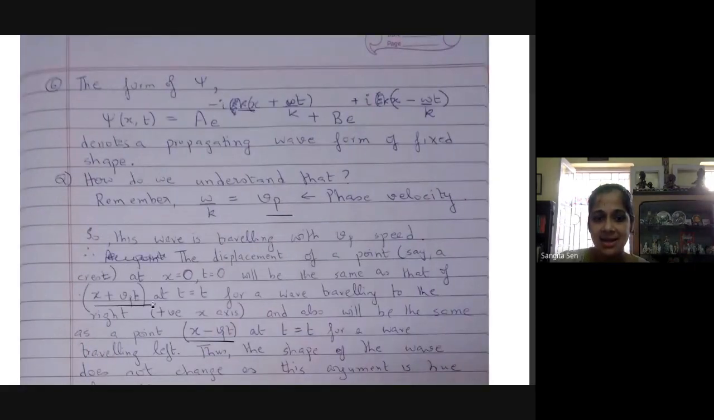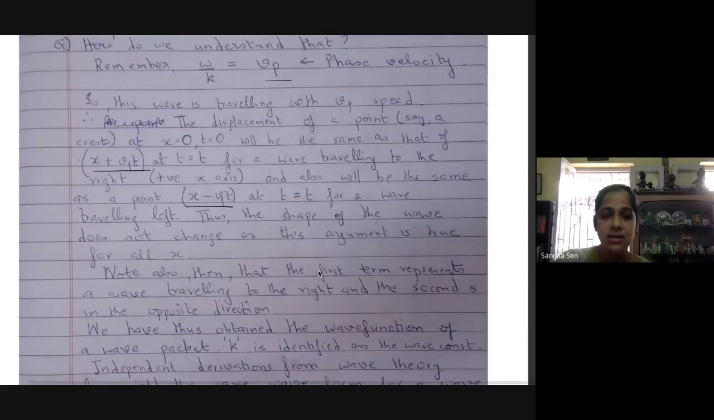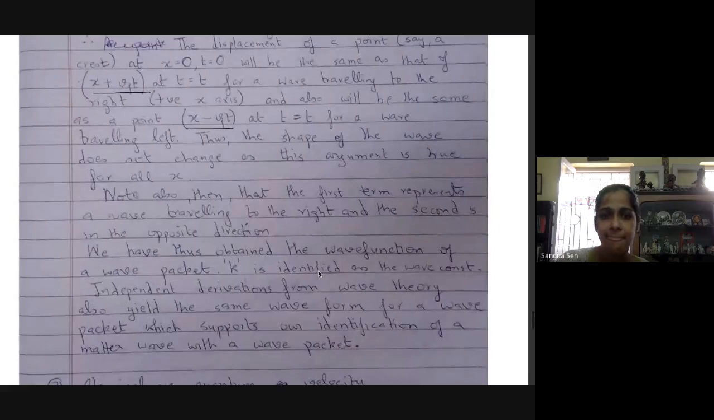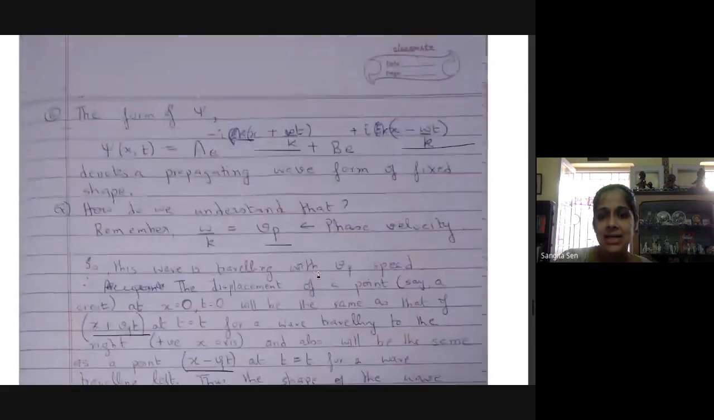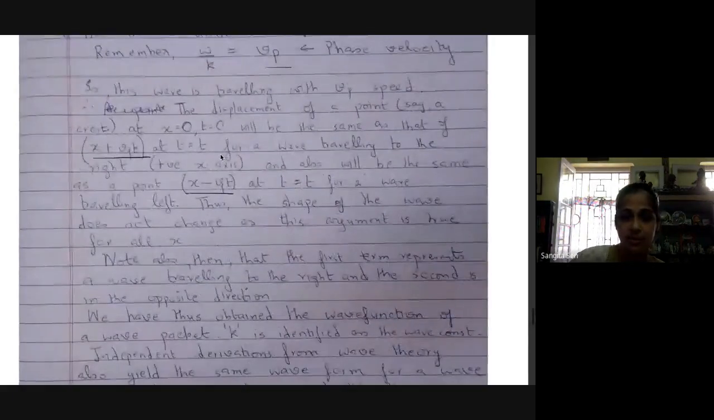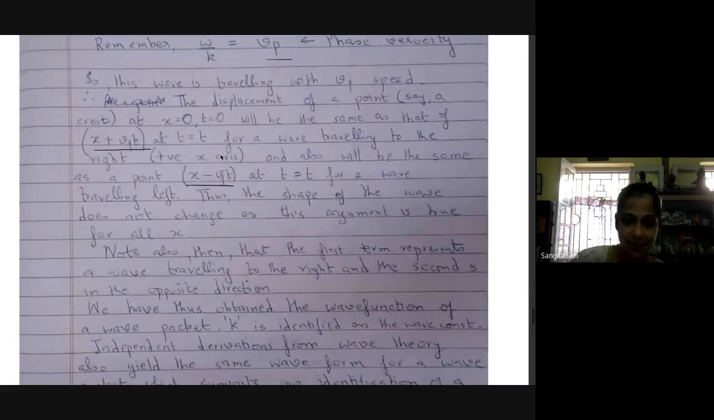And where do we get these terms which occur over here? So I write it as x plus vt and x minus vt. Since the wave function has these exact terms, you can conclude that the shape of the wave does not change. And I have also mentioned that the first term represents the wave traveling to the right, and the second represents the wave traveling to the left.